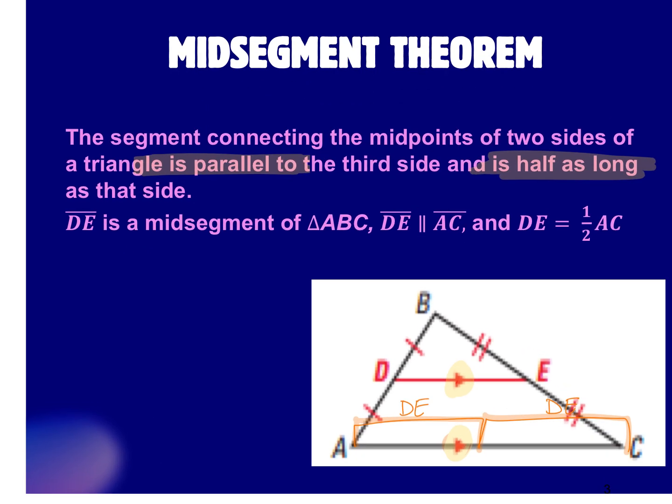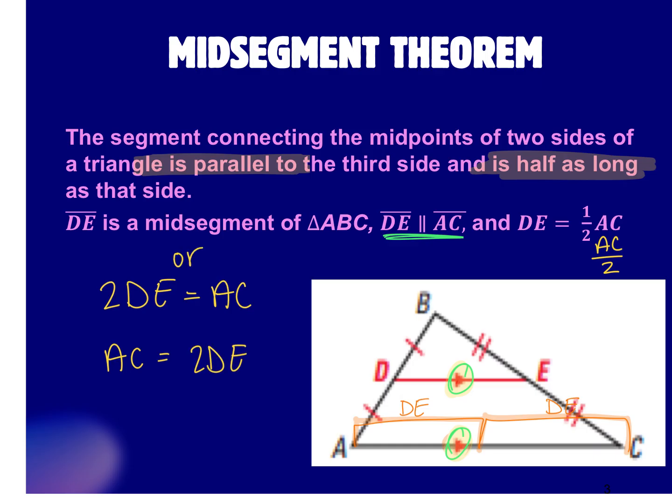It says DE is the midsegment of the triangle. DE is parallel to AC. That's how I can tell by my parallel symbols. And DE equals half AC. You could also write that as AC divided by 2. Another way to think of it, the opposite way, is 2 DEs equal AC, or vice versa. AC equals 2 DEs. So that's another way to think of it.